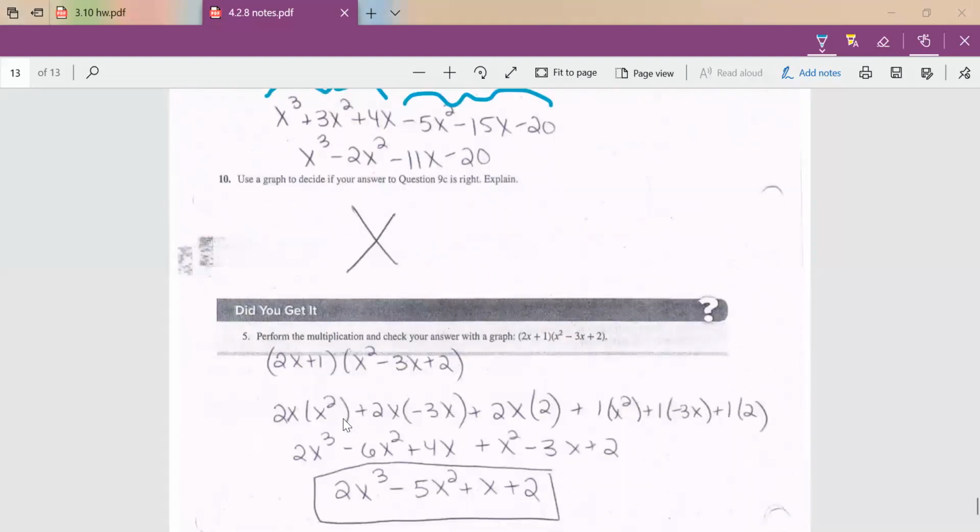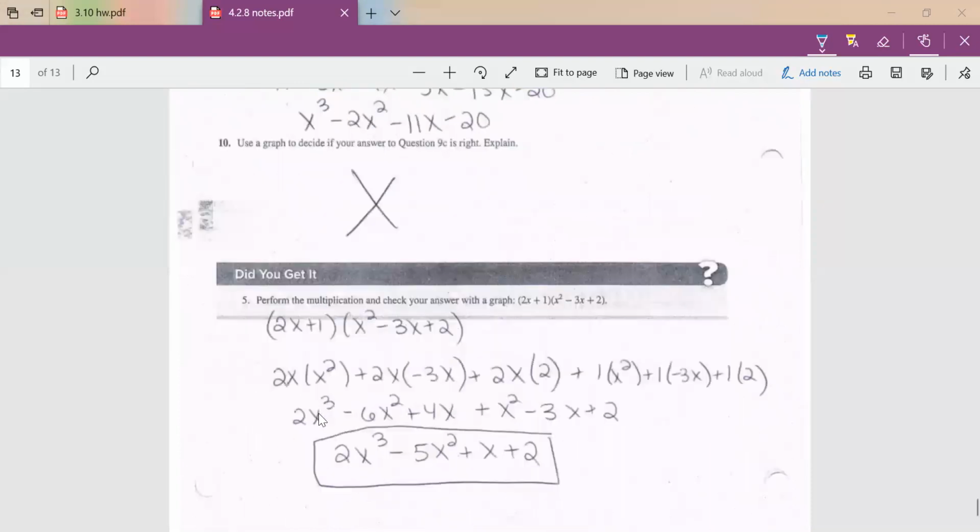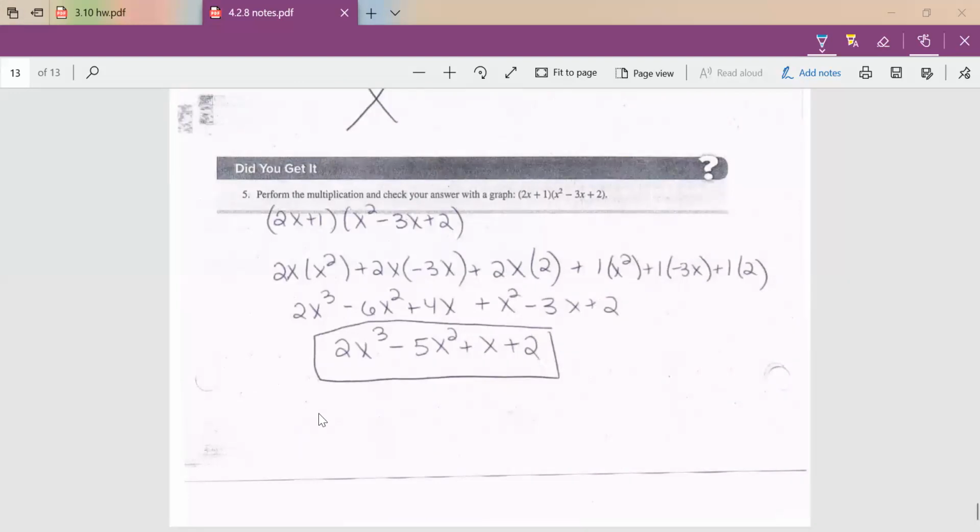All right, and I decided to skip question number 10. I would like for everybody to try the "Did you get it," and number 5, I purposely did it out. These are very challenging problems. Check it out and see how you do. All right, so this is the end of 4.2 and 4.8.